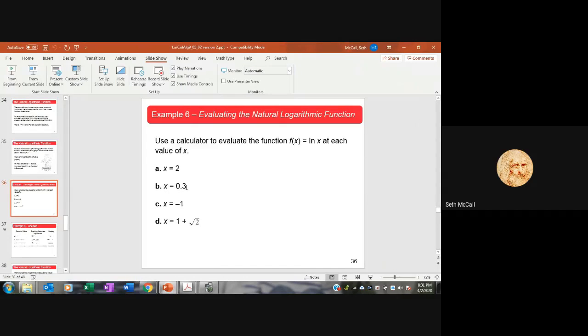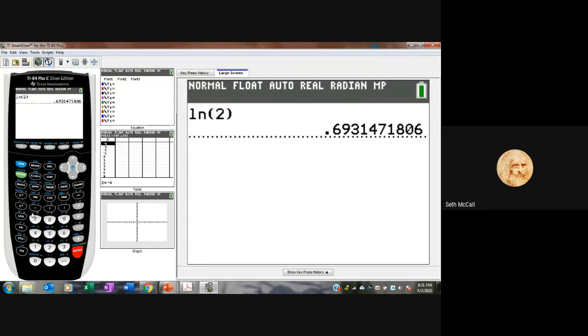The next one is natural log of 0.3. So if we take natural log of 0.3, there you go, negative 1.20397.